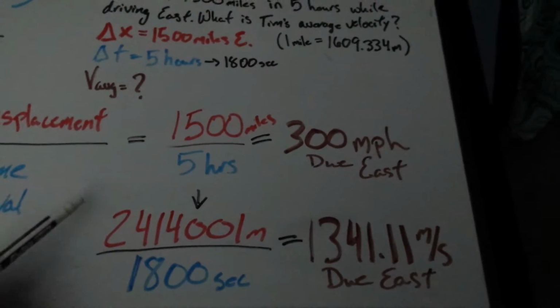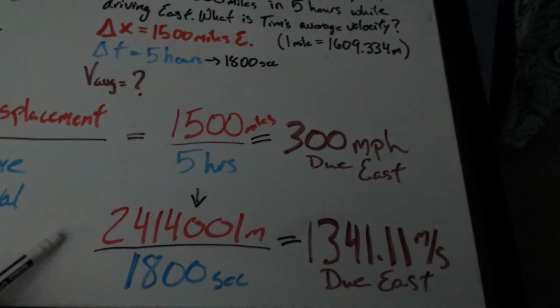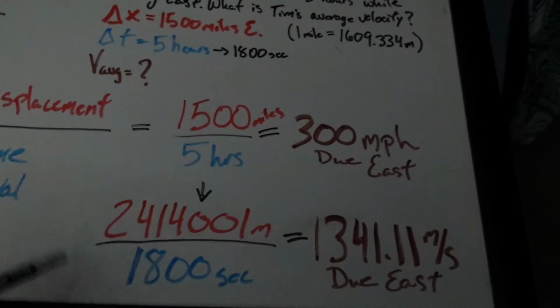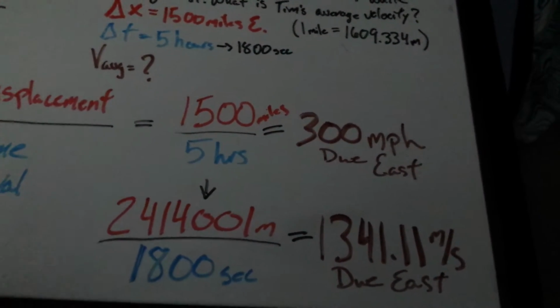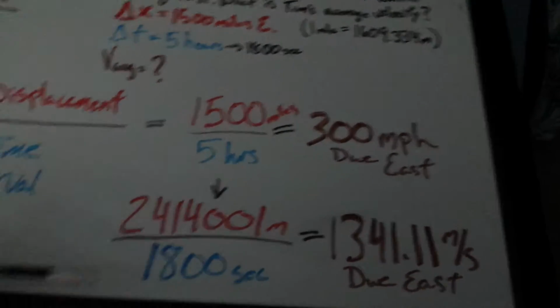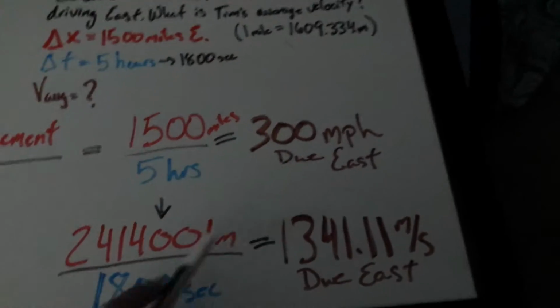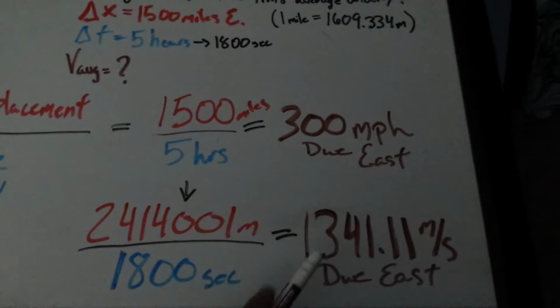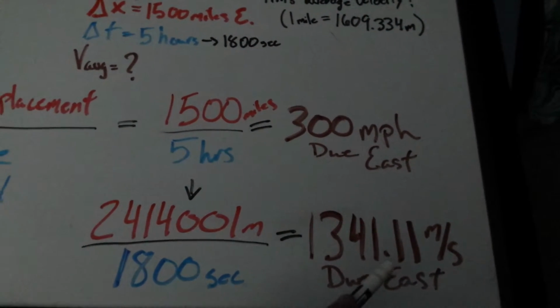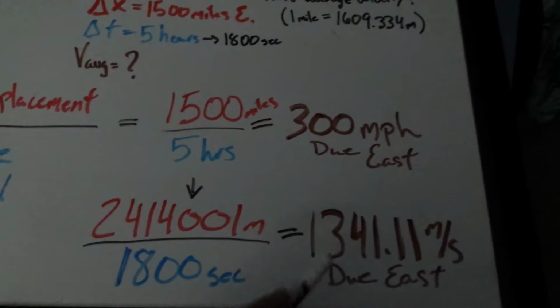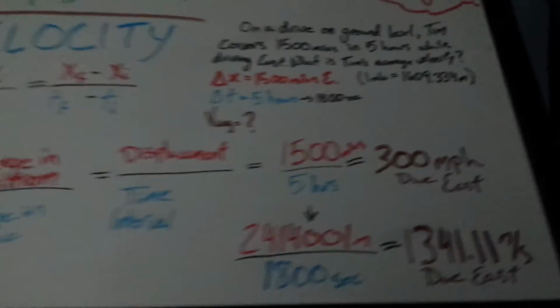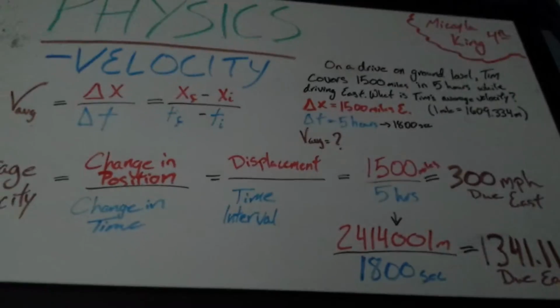Or it'll be 2,414,001 meters over 1,800 seconds, and that equals 1,341.11 meters per second due east. So that's how you do average velocity.